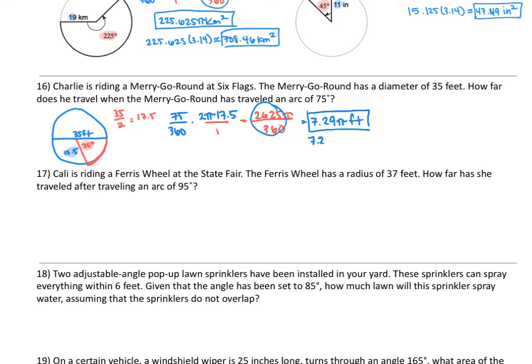To get my approximate, multiply by 3.14. So that's 22.90 feet. And then since this is a word problem, I do want to make sure we write a word answer here. So I'm going to say Charlie travels 22.90 feet.